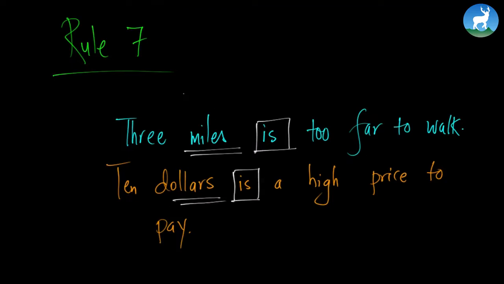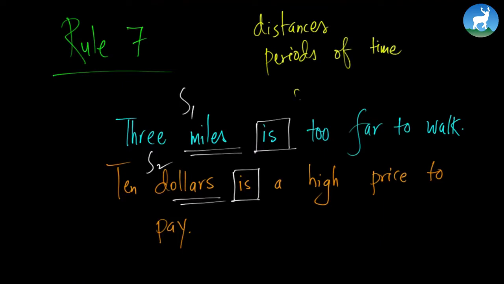And these subjects, S1 and S2, look like plural subjects, but they are in fact singular subjects. So use a singular verb with distances, periods of time, and sums of money when considered as a unit. So with what? With distances, with periods of time, and with sums of money. When they are considered as a bulk, as a unit, we use the singular verb.